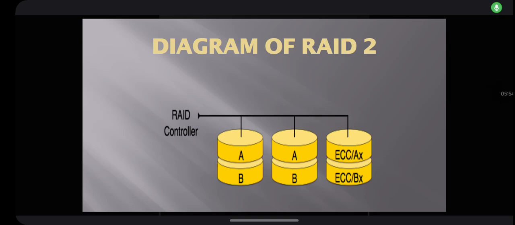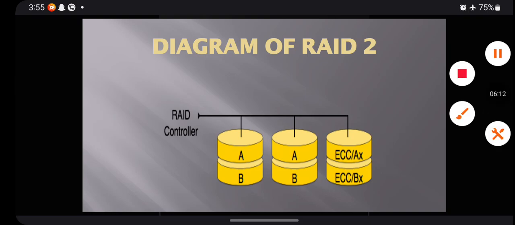RAID 2 uses bit-level striping, meaning data is split at the bit level. As seen here, multiple disks store individual bits of data, and some disks are used for Hamming code-based error correction. It is quite complex and requires synchronized spinning disks, so it is not commonly used today.